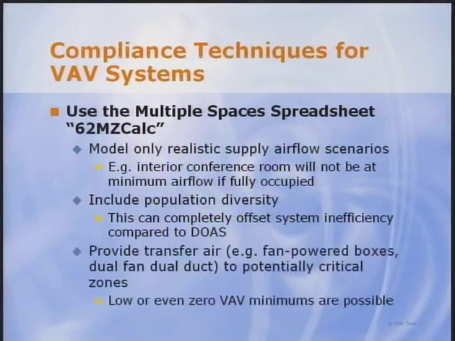Another tip, use transfer air on potentially critical zones. In other words, rather than raise the design or minimum airflow set points to spaces that are driving the system ventilation rate, use air transferred from other spaces or from the return system. Examples include fan-powered mixing boxes and dual-fan, dual-duct systems. Transfer air can reduce the system outdoor air rate by taking advantage of unused outside air from other spaces, and it also can improve zone ventilation effectiveness in the heating mode by reducing supply air temperature and maintaining diffuser throw. It also can reduce or even eliminate zone-level reheat. I'll show you an example of that in a minute.